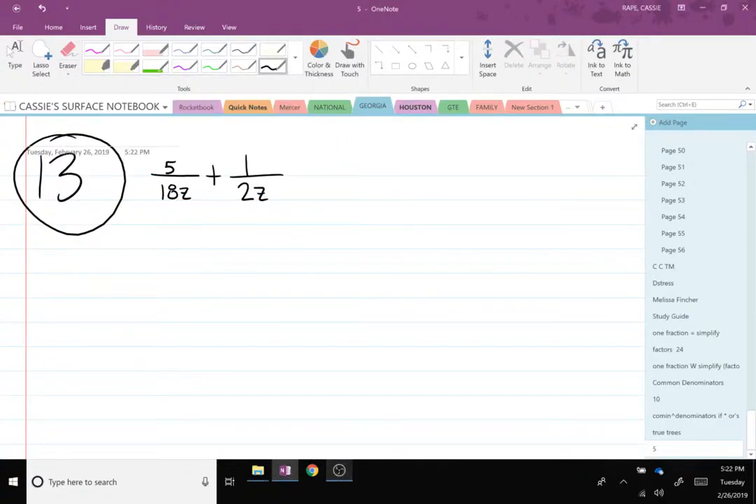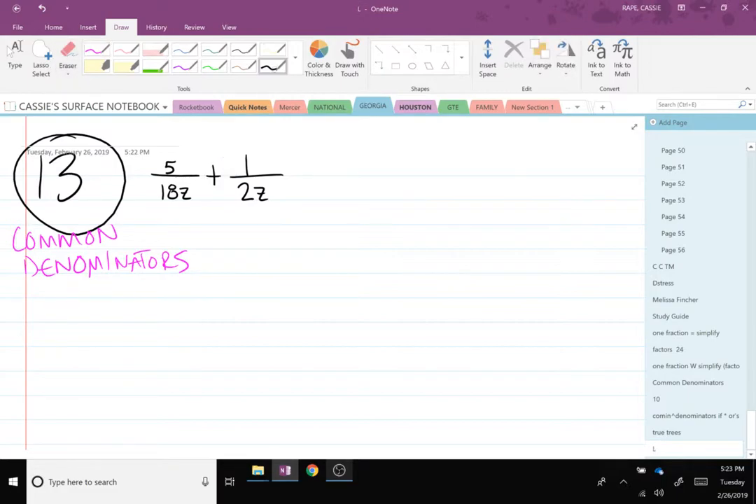This is number 13 on your rational study guide. Taking a look at it, you've got a fraction and the sign in between is plus. If the sign is addition or subtraction, you know it is common denominators. You have to have common denominators for these.